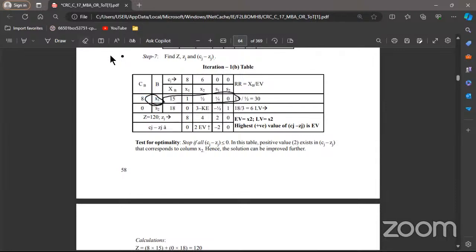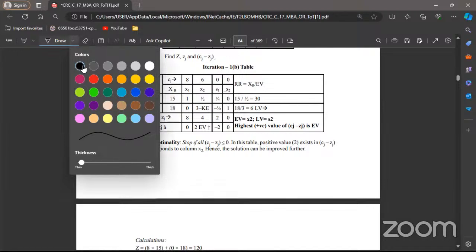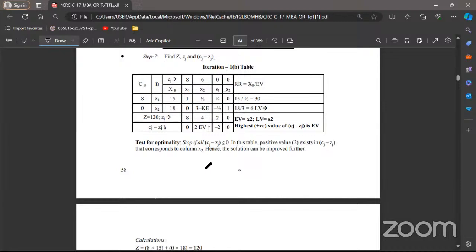Second table is clear? Yes, madam. Now we will find out Zj.